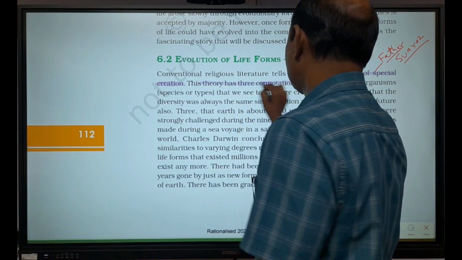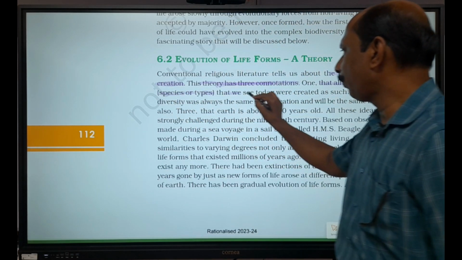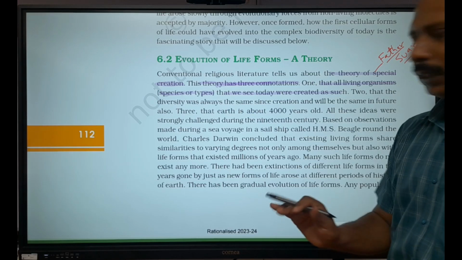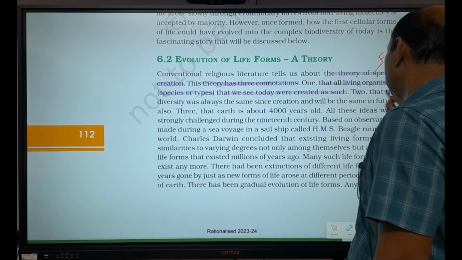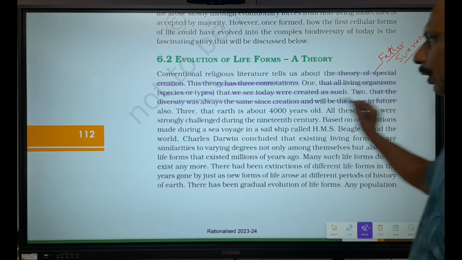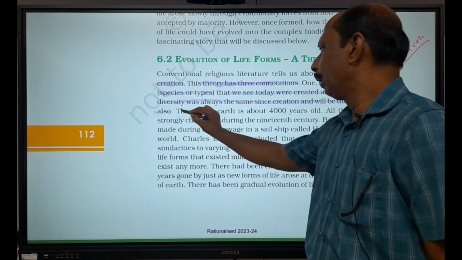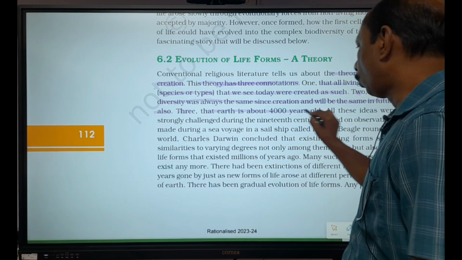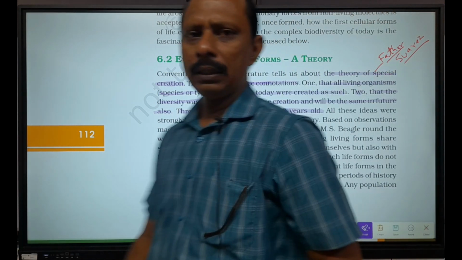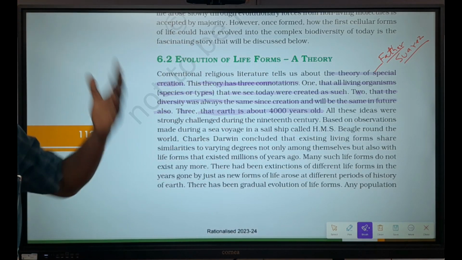it has three connotations. Three connotations means what? One, that all the living organisms, that is species or types that we see today, were created as such. From the very first, they were formed, means there is no change in the creature. Second, that the diversity was always the same since creation and will be the same in the future, means there is no variation. Third, that Earth is about 4,000 years old only. But all these are wrong, because we have many fossils which are not 4,000 but millions of years old, right?